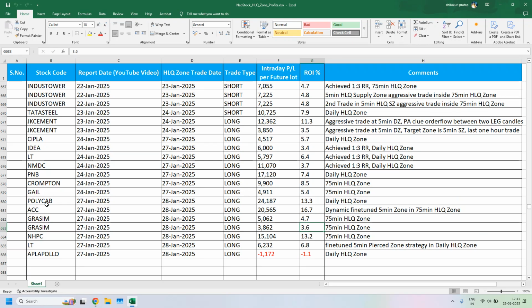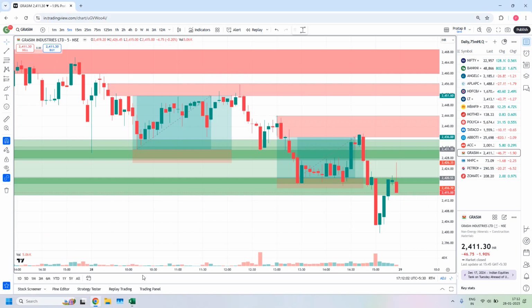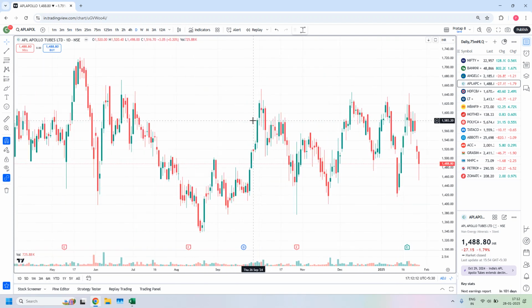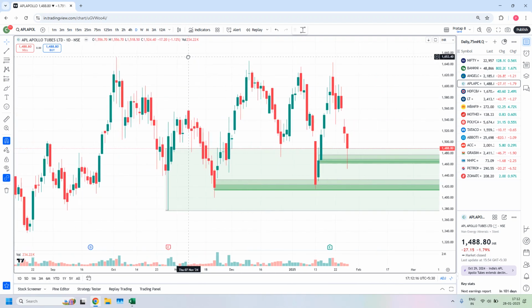Anything else? Polycab discussed, ACC discussed, Grasim completed. NHPC we discussed, L&T we discussed, and the only stopped out trade today is APL Apollo Tubes. APL Apollo is a daily high liquidity zone. So this is the daily zone.